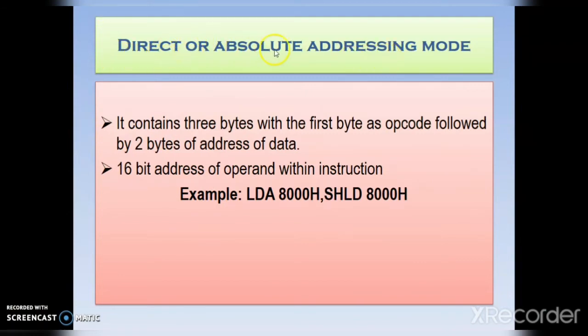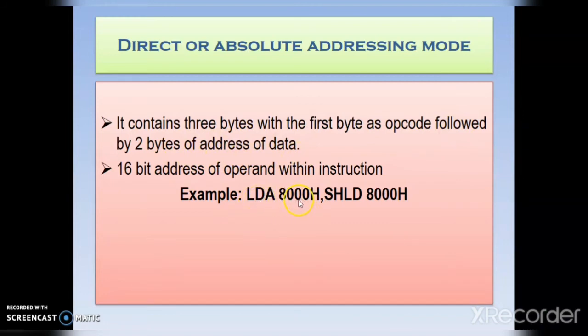The direct addressing mode is otherwise called as absolute addressing mode. This direct addressing mode is related to 3-byte instruction. So in the instruction format, we have three categories: 1 byte, 2 byte and 3 byte instruction. So this direct addressing mode comes under 3-byte instruction. So it consists of 3 bytes with the first byte as opcode followed by 2 byte of address of data. So see this example.